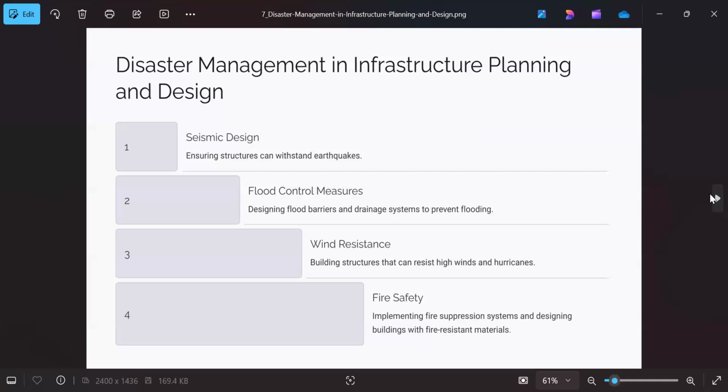Then there can be wind. So you have to prepare for wind resistance, building structures that can resist high winds and hurricanes, and there can be fire. So implement fire suppression systems and design buildings with fire-resistant materials. Buildings, or the infrastructure, should be constructed in such a way that due to fire, there is minimum loss of life and property. So when we talk about disaster management in infrastructural planning and design, there are four steps: the seismic design, the flood control measures, the wind resistance, and the fire safety. These are the important things that need to be considered.